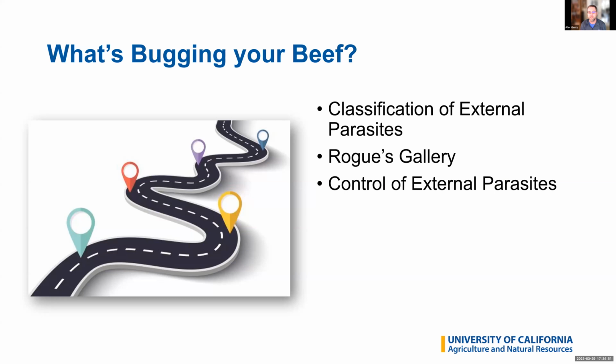And then we're going to essentially go into a rogues gallery. So I'll talk about the various ectoparasites of cattle, and we'll discuss their biology and their ecology, and as we go through each of those insects, or arthropods, I should say, to include the ticks, we'll also talk about control of those external parasites. And finally, we'll end up on a website that has information on these pests, and in particular has information on insecticides that can be used for their control.